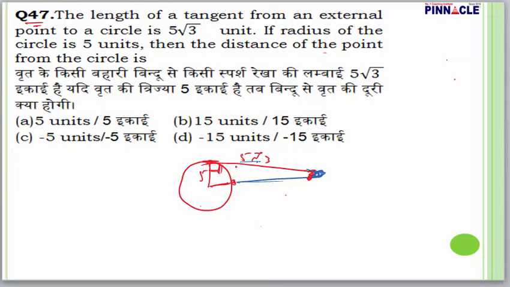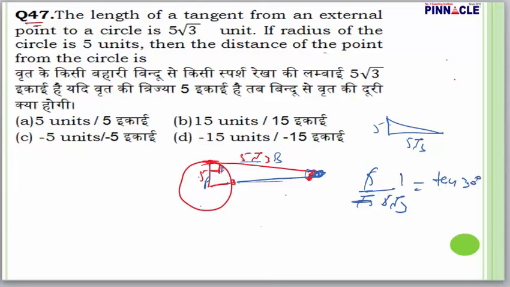Now this is the base, this is the perpendicular, and this would be the angle because this is 90 degrees. In other words, this is 5 root 3, this is 5, so 5 by 5 root 3 is equal to 1 by root 3, which is tangent 30. If I know the value of tangent 30, I can know the value of this also. If this is 30 degrees, then this would be equal to 5 by x equals sine 30, and sine 30 is 1 by 2.